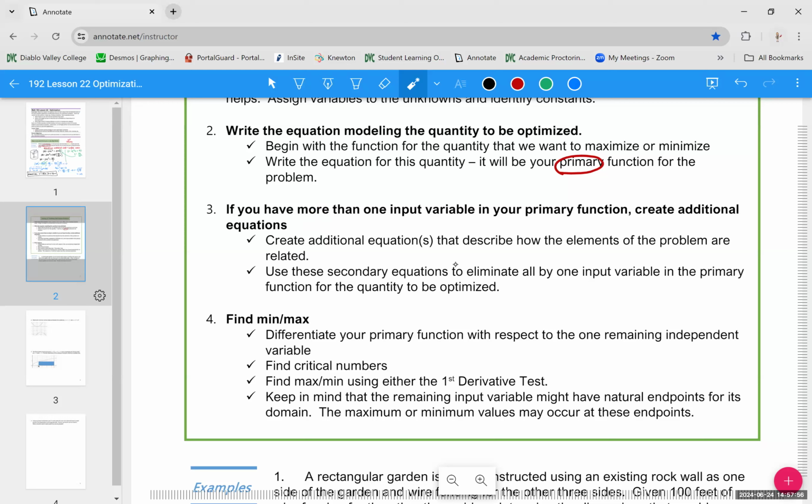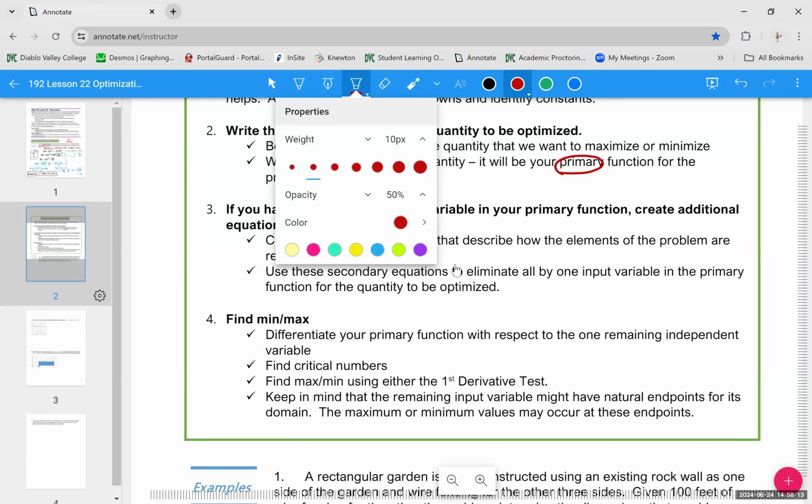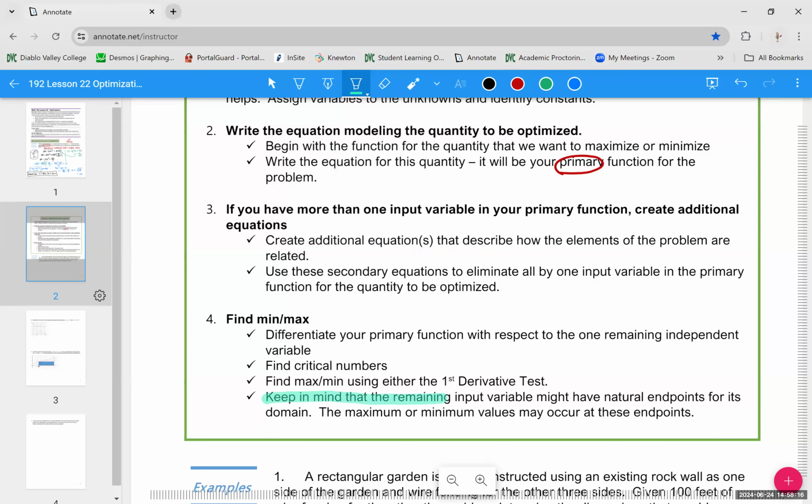Once you've done that and you've subbed it into your primary function, you have only one input variable, then you're going to do your derivative and find your max and your min. So differentiate, find the critical numbers, use the first derivative test. Now, there's one important point I do want to make sure we touch on here, is that remember when we did the closed interval method and we took the derivative and we found critical numbers, but then we actually had to test the two endpoints and the critical numbers to figure out which one was the highest or the lowest, depending on finding a max or a min.